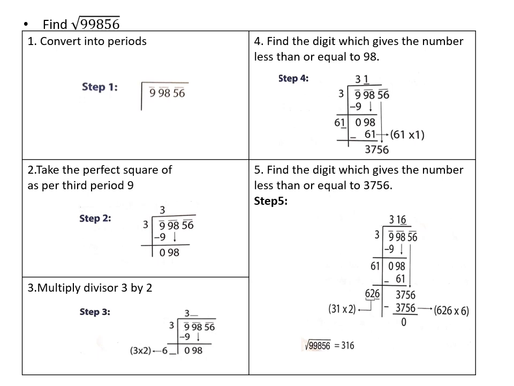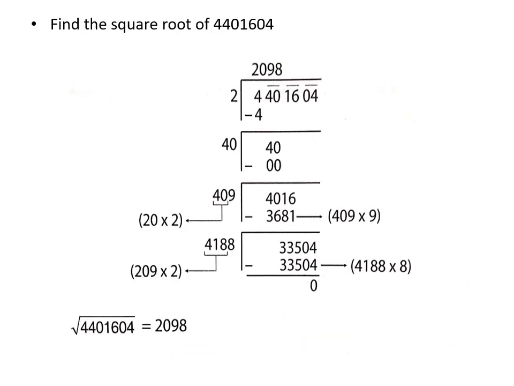So we can write now that the square root of 99,856 is 316. If you observe it, see here, the number of periods and the number of digits obtained in the square root is the same. So here is another problem, but now it is in a combined form.